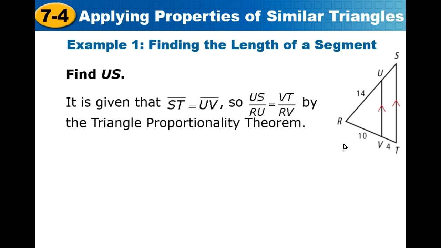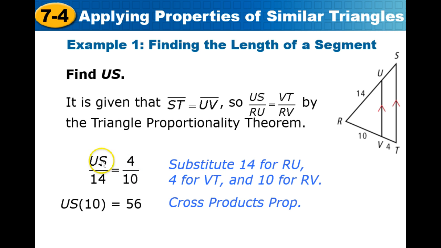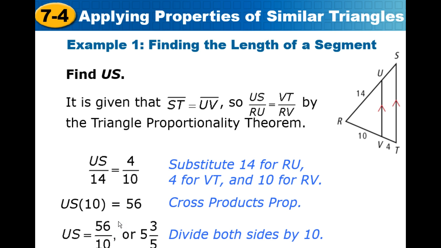We can write a relationship that says US, the value US, this little part here, over 14 is equal to the 4, which corresponds up here to this US, over 10. Writing that out looks like this. We're going to cross multiply, and we're going to get US times 10 is equal to 14 times 4, or 56. US is equal to 56 divided by 10, or 5 3/5, or 5.6, however you want to write it.